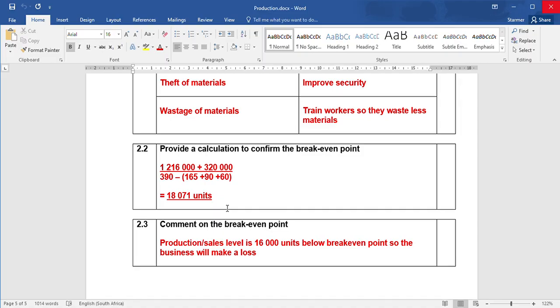If you end up with a decimal, always round up. Okay, so even if this here was 18070.1, you make it 18071. Okay, so it's fixed costs divided by the profit you're making, which is your selling price minus your three variable costs per unit. They then ask you to comment on the break-even points.